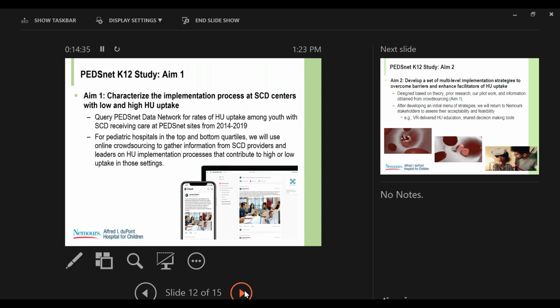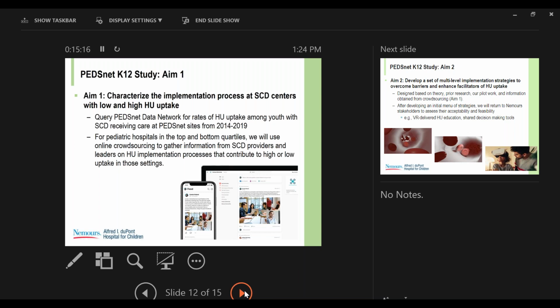For PEDSnet hospitals in the top and bottom quartiles, we'll recruit both sickle cell clinicians as well as center leaders into Yammer, which is an online crowdsourcing platform, essentially like a closed Facebook group is how I view it. So we'll be recruiting them to participate in an online crowdsourcing study where we'll ask them questions about implementation processes that might contribute to high or low uptake in their settings, to learn from what's working well and what's not working well at other centers, and how we can adapt those strategies for our context.